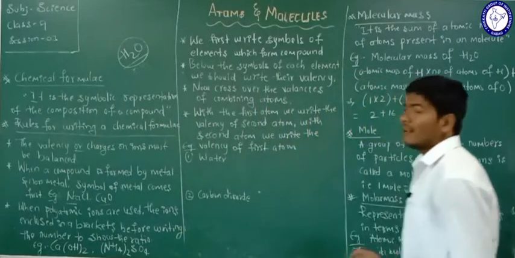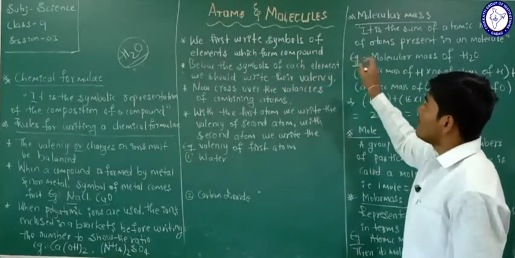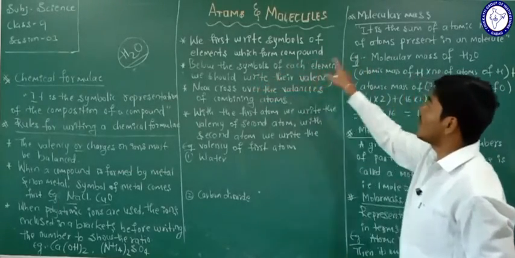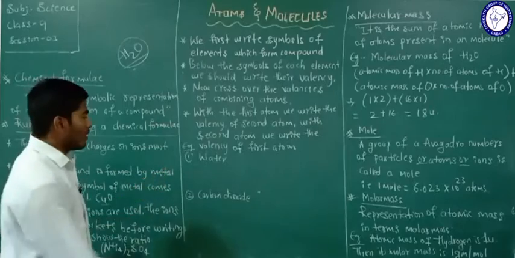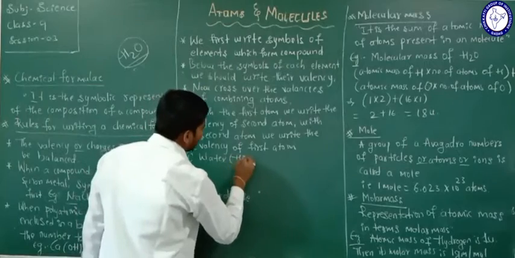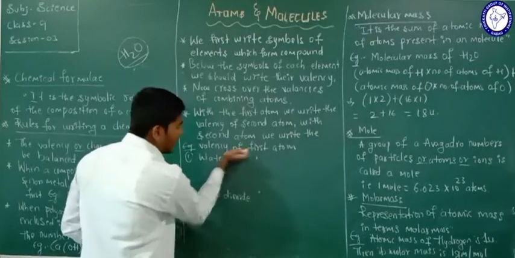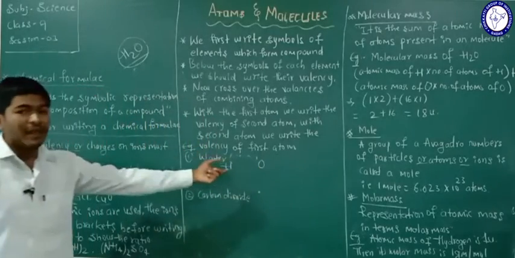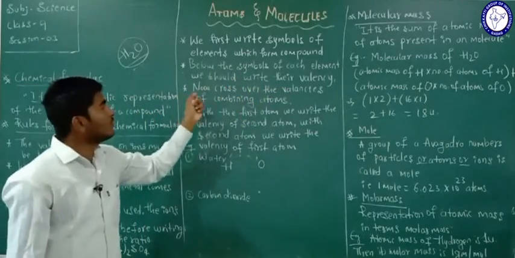Next I am considering another rule here. We first write the symbols of the elements of which the compound is formed. So first we have to write the symbols of the elements which form a compound. I am considering one example here, water, H2O. Water contains hydrogen and oxygen, so we have to first write the symbols of the elements present in a compound. Second rule, below the symbols of each element we should write their valencies.